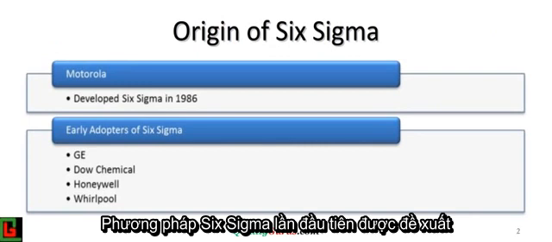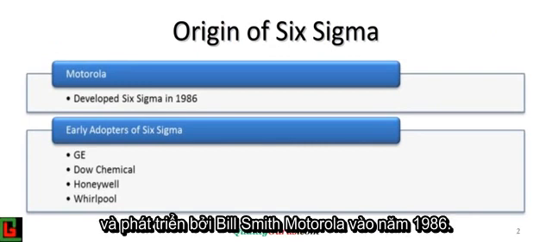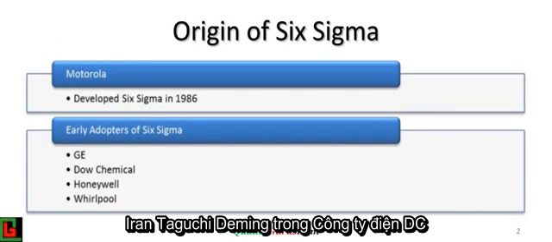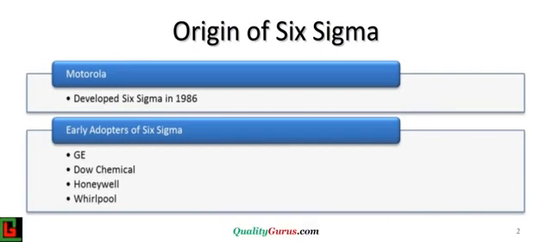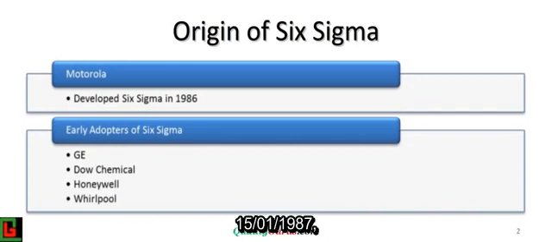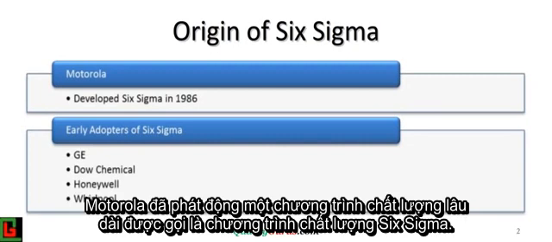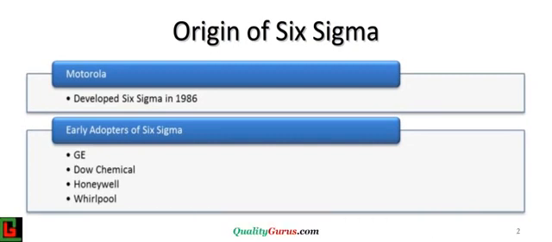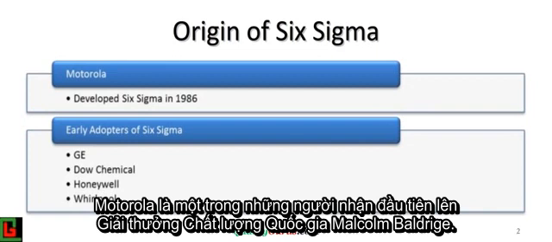Six Sigma approach was first proposed and developed by Bill Smith of Motorola in 1986. It is based on the works of others, such as Shimahara, Iran, Taguchi, Deming, and Ishikawa, and their contributions to quality control, TQM, and zero defects. On January 15, 1987, Motorola launched a long-term quality program, called the Six Sigma Quality Program.